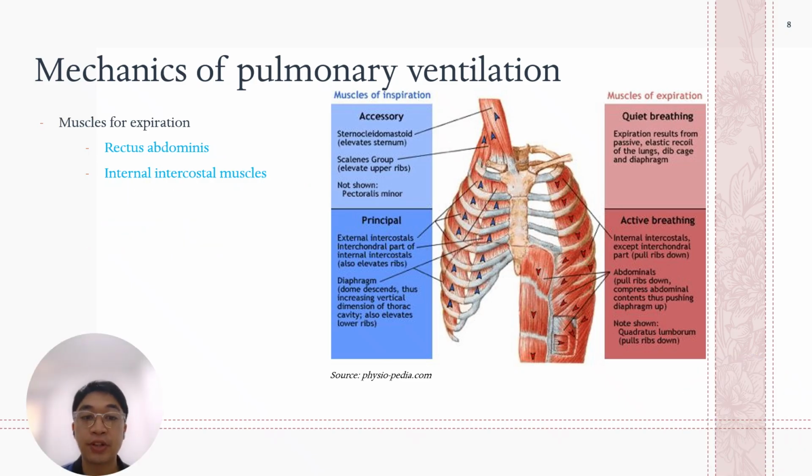For the muscles for expiration, remember that especially for active respiration, there will be an additional contribution coming from your abdominal muscles, specifically your rectus abdominis muscles and your internal intercostal muscles.